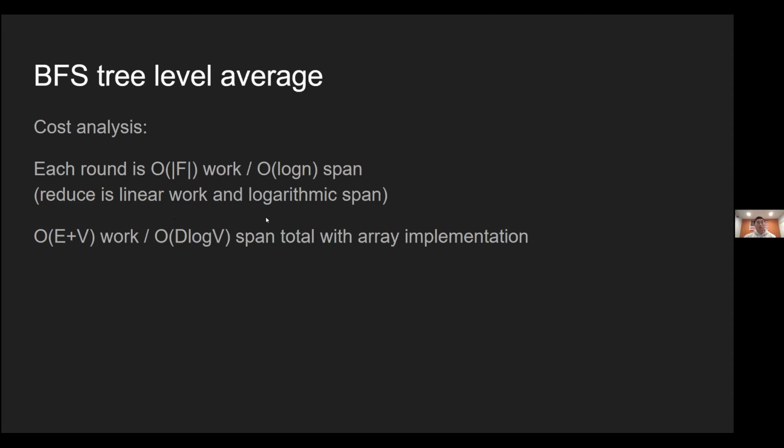Cool. Any questions? Isn't parallel BFS M log N in work? Right, in this case, I also assumed we're using a sequence or an array implementation, so E plus V work. But if you're using a set or table implementation, then parallel BFS would be E log V, I guess. Good question.